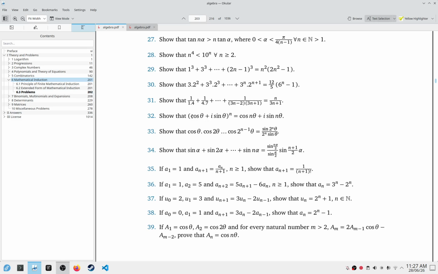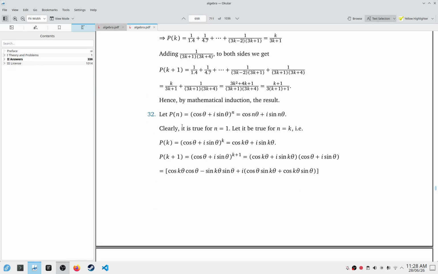Next one is a very famous equation, that is De Moivre's equation. We have to show that (cos theta plus i sin theta) whole to the power n is equal to cos n theta plus i sin n theta. I'm sure that we have done this in the complex number theory, but let's see. So we let the given expression be P of n, we put n equal to 1. So left hand side becomes cos theta plus i sin theta, and right hand side also becomes cos theta plus i sin theta. So it is true for n equal to 1.